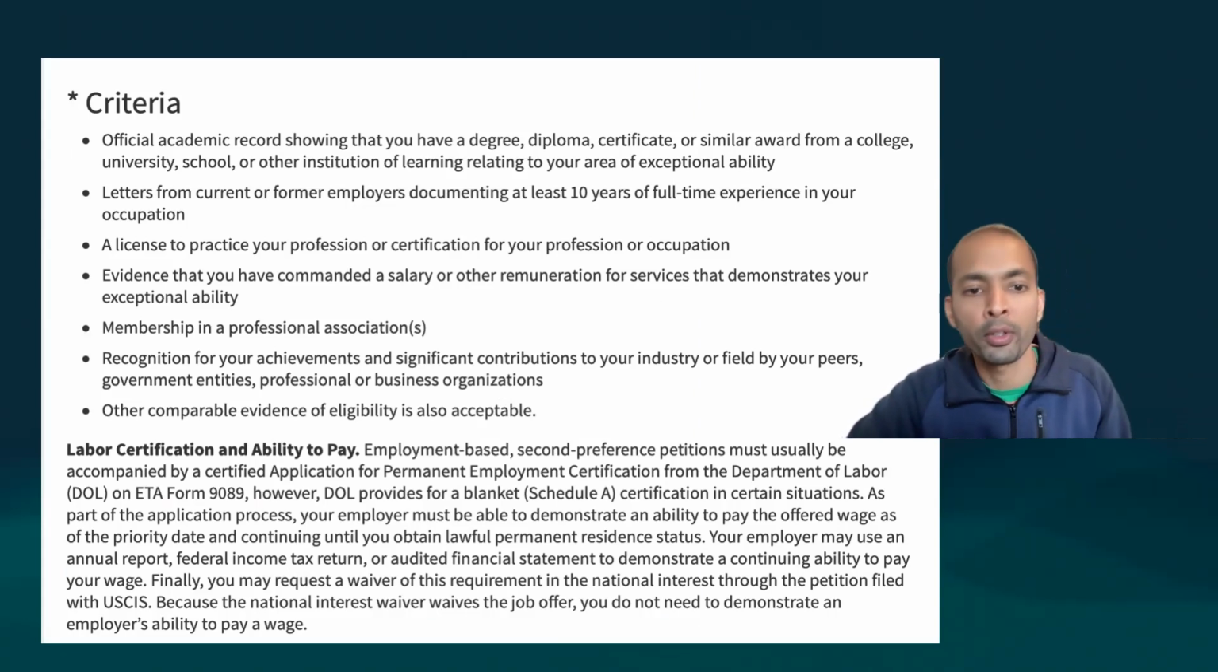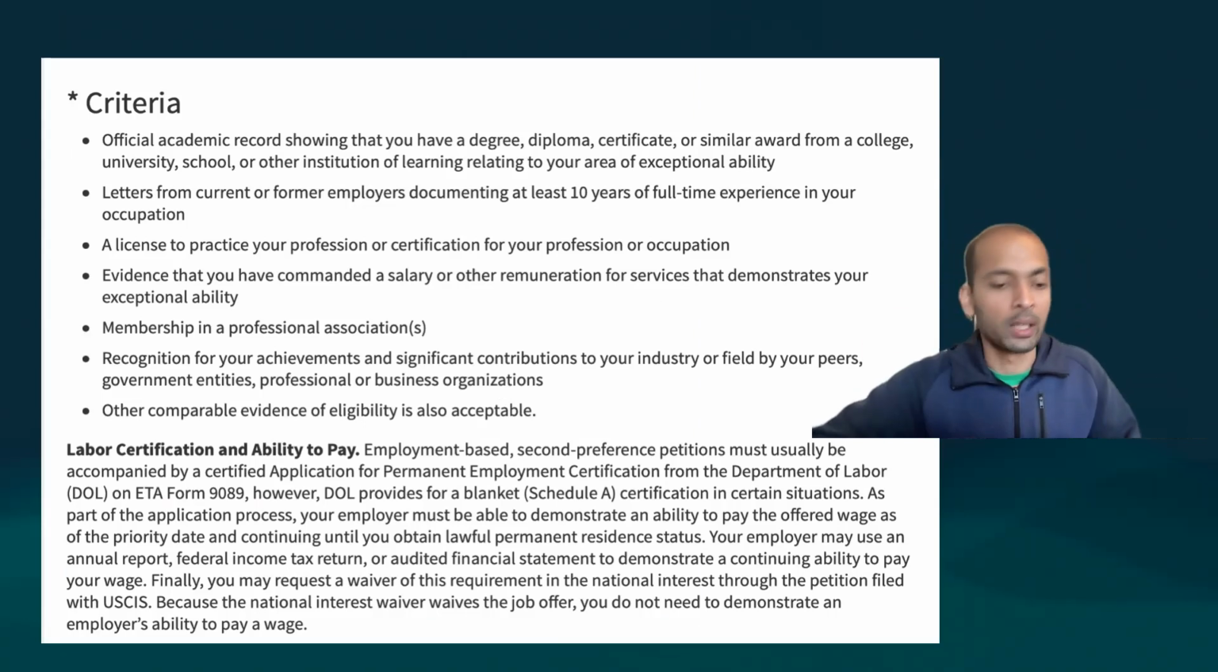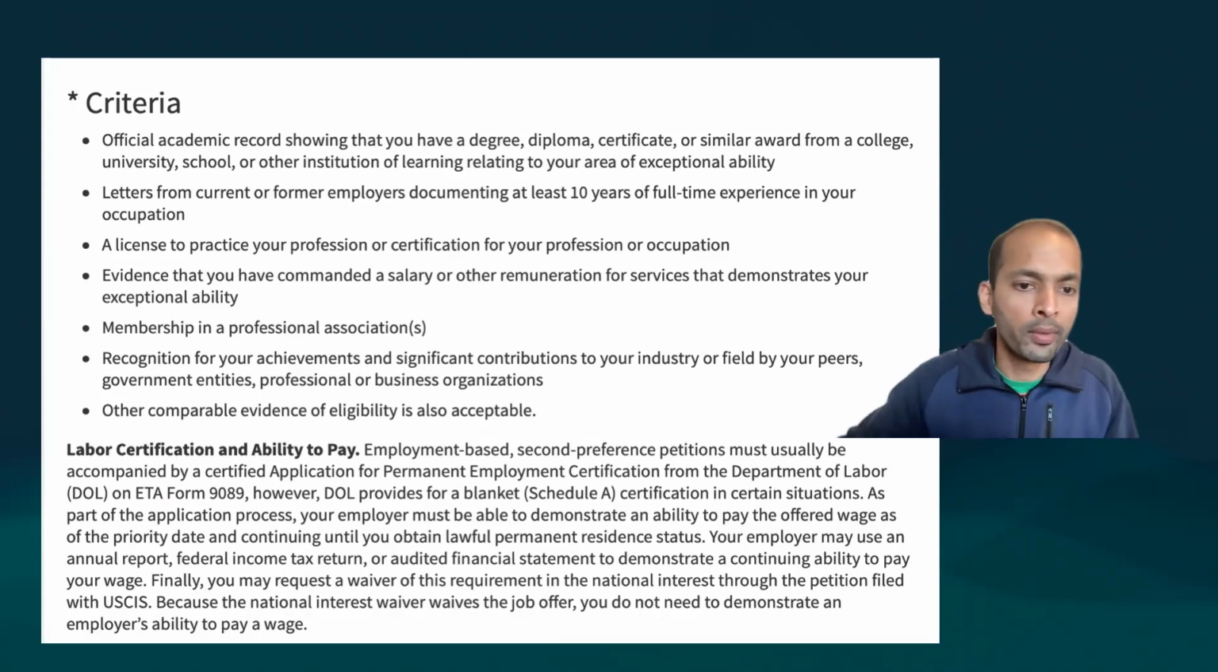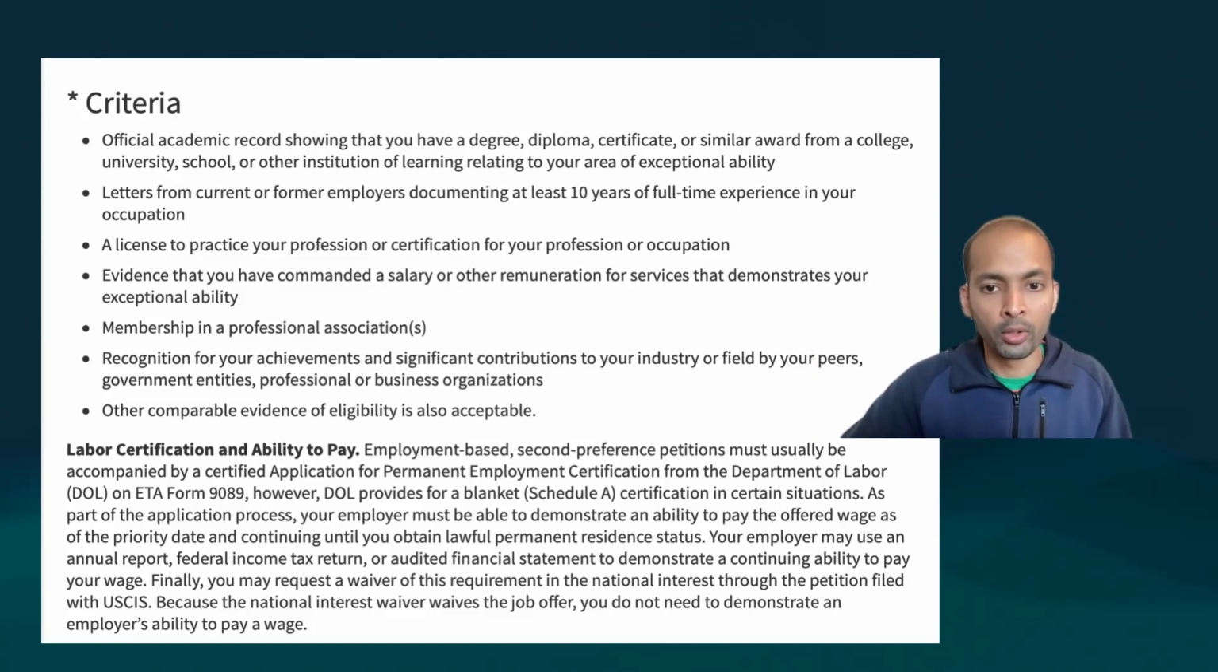License to practice your profession or certification for your profession. So a medical license, or engineer, whatever, you have a license in that particular field, say architect, and so on. Then evidence that you have commanded a salary or remuneration for services that demonstrates your exceptional ability.